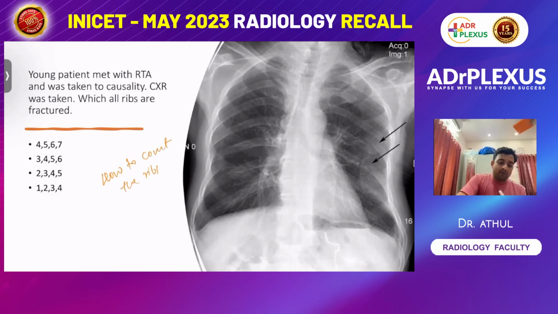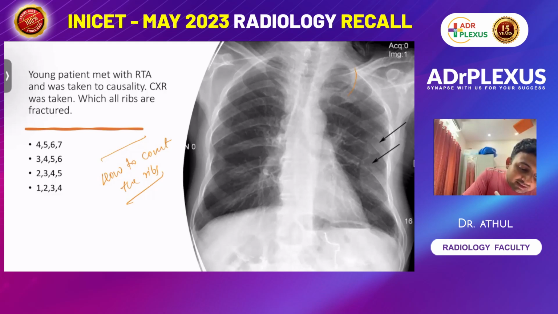This is the very important point from this question. I don't know what image came in the exam, so I just took a random image. I will show you how to count the ribs. Anyway, they can simply put the options like 2, 3, 4, 3, 4, 5, 5, 6, 7, and they can confuse you. So you should know how to count the ribs properly.